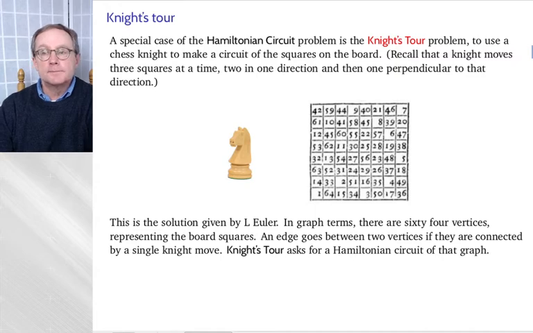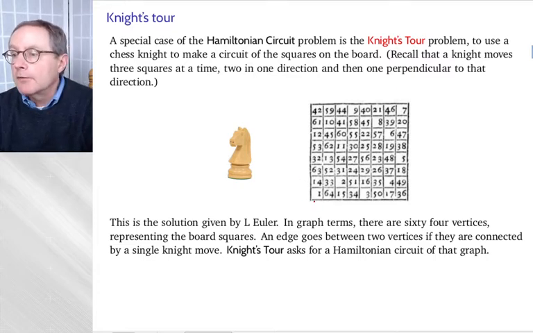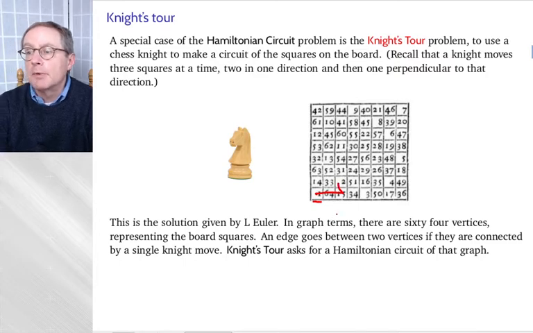I remember that one. A special case of the Hamiltonian circuit problem is the Knight's tour problem, the idea there is to use a chess knight to make a circuit of all the squares on the board. So what's happening here is that we have the first place where we put the chess knight, and then, do you remember how chess knights work? It's over 2 and up 1 is an example of a chess knight move. Another example is over 2 and down 1.